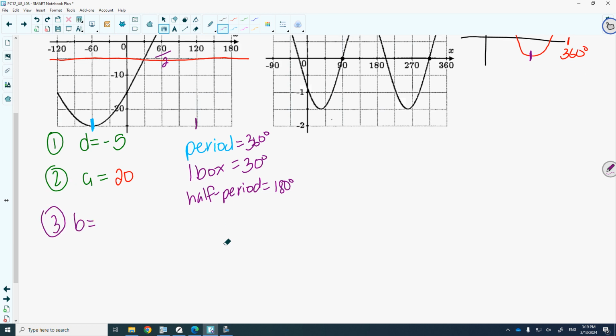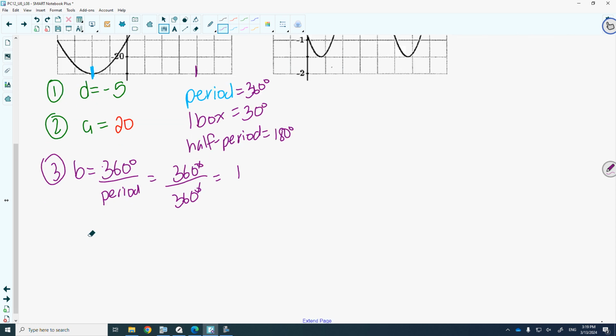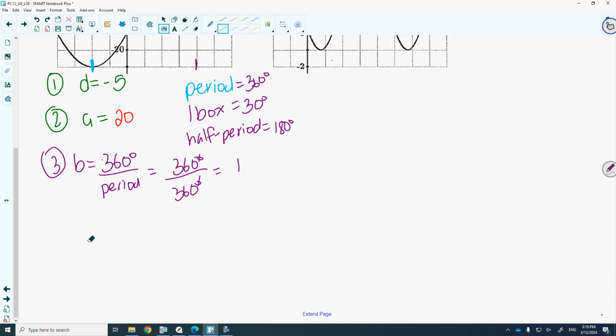So the formula for b value is either 2 pi divided by period, or in this case, since it's in degrees, 360 divided by period. 360 divided by 360 is 1. So the b value is 1. Okay, the c value varies whether it's a sine graph or a cos graph.